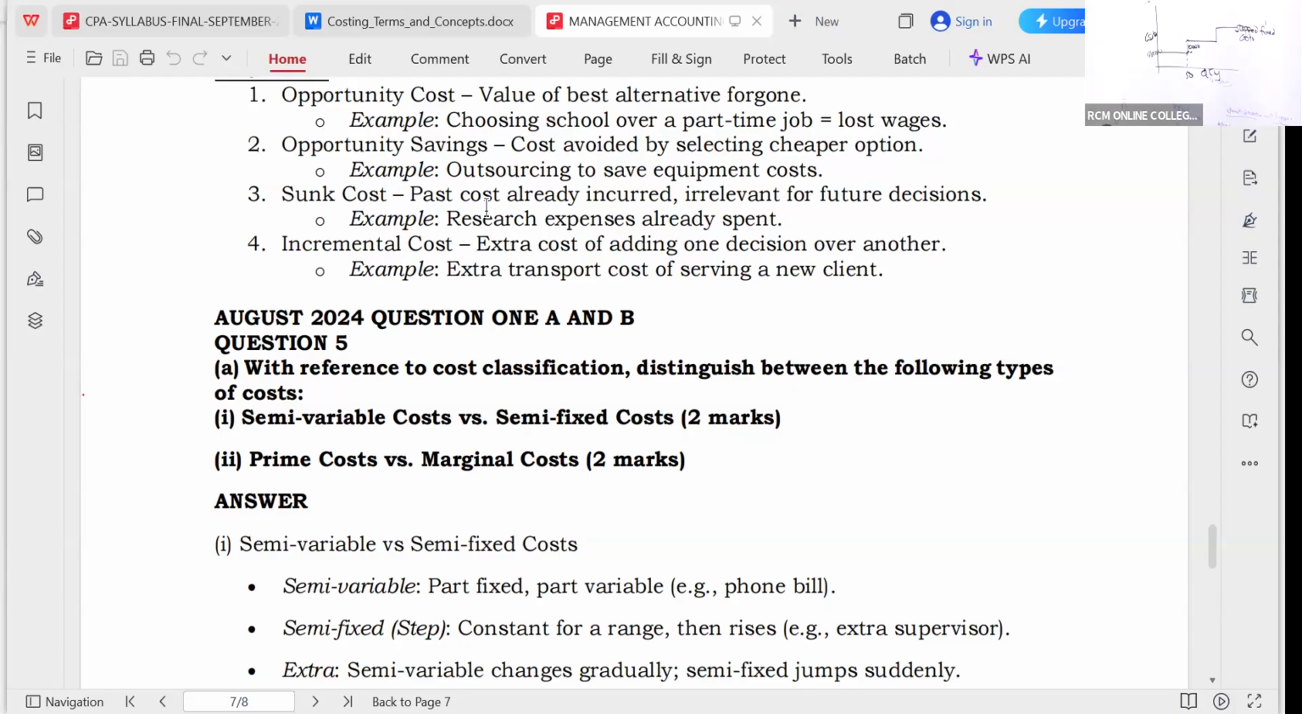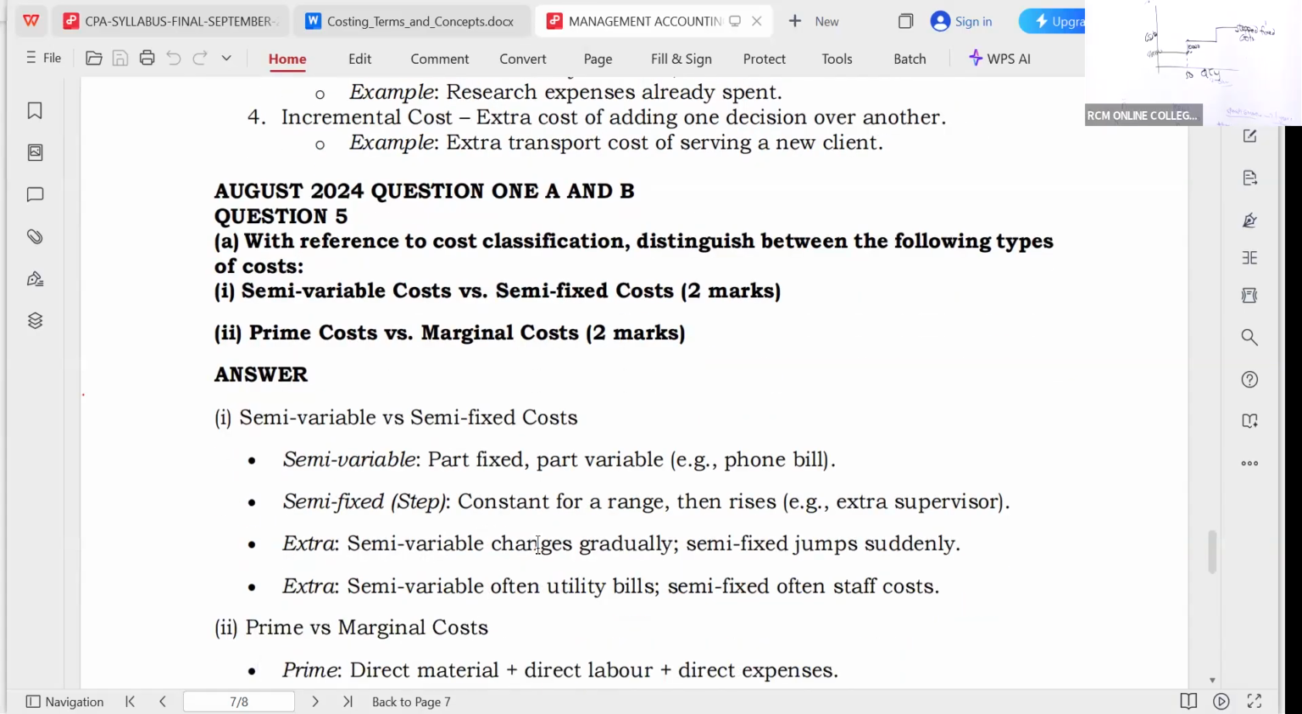With reference to cost classification, distinguish between the following types of costs: semi-variable costs and semi-fixed costs. Whenever you see semi-fixed, that is the same as stepped fixed costs, those that remain the same over some range, beyond which they increase in lump sum. Semi-variable are partly fixed and partly variable. Semi-fixed jumps suddenly. Semi-variable changes gradually. They don't just start from zero, but semi-fixed jumps suddenly. I think that's good enough. I go back to the chart. I can see there is a chart.